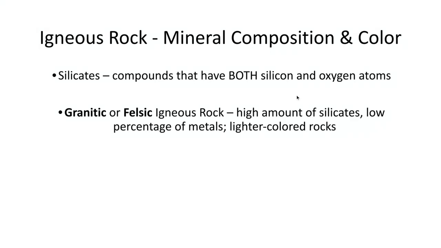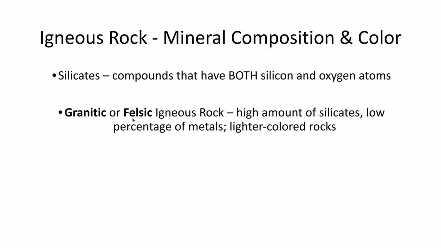Igneous rocks that have a high amount of silicates are called granitic or felsic. They kind of go by both names. Some scientists use the word granitic, some scientists use the word felsic. So you're going to see both.